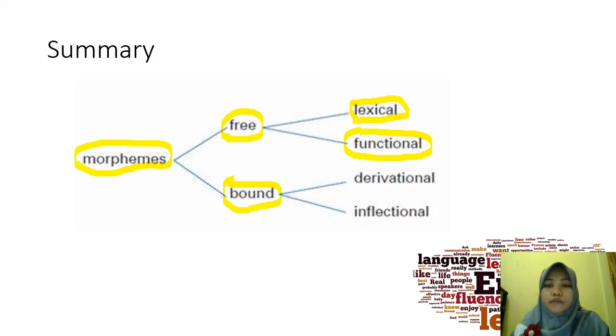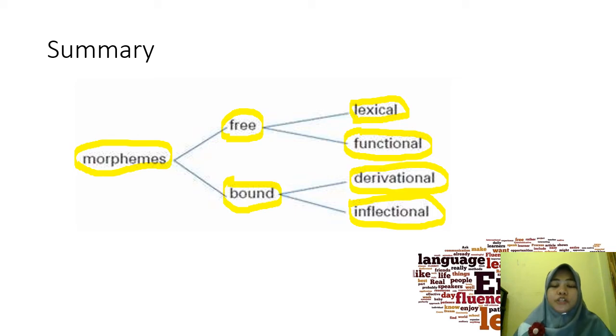For the lexical, we have verb, noun, adjective, and adverb. For the functional, we have other parts of speech like articles, determiners, and etc. Then the bound morphemes are like prefix, suffix, infix, and those kinds of things, which we divide into derivational and inflectional. We call it derivational if it can change the part of speech and also change the meaning. But the inflectional doesn't change the class of word or part of speech, and also doesn't change the essential meaning of the words.